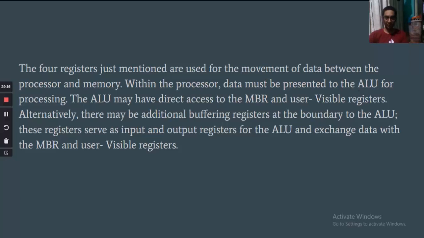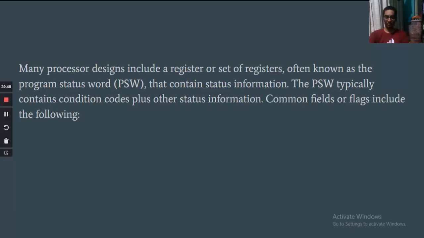Within the processor, data must be presented to the ALU for processing. The ALU may have direct access to the memory buffer register and user visible registers. Alternatively, there may be additional buffering registers at the boundary of the arithmetic logic unit. These registers serve as input and output registers for the arithmetic logic unit and exchange data with the memory buffer register and user visible registers.